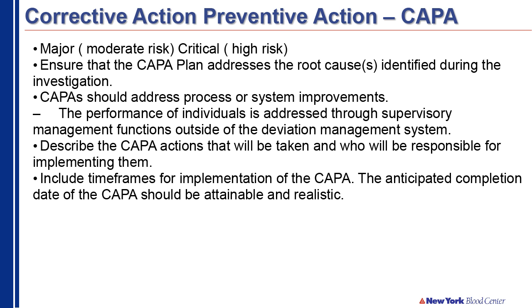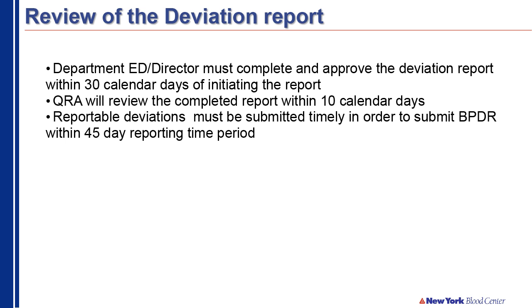When a deviation is ready for review, the executive director or director of the department must complete and review the deviation within 30 calendar days from the time the deviation was created. Thereafter, quality should review the deviation within 10 calendar days. A reportable deviation must be submitted timely in order to submit to FDA within 4-5 days.